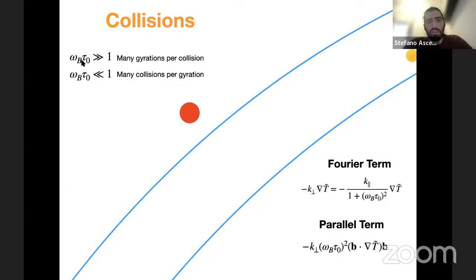So it works in contrast to the constraining effect of the magnetic field. When collisions are very frequent, tau approaches zero, so it becomes very small. And we see that the parallel term vanishes, and the Fourier term, the first term, becomes equal to the isotropic case. So really collisions have an effect which is opposite to the constraining effect of the magnetic field. A case in which omega b tau is much greater than 1 indicates a situation where we have many gyrations per collision, while in the opposite case we have many collisions per gyration.